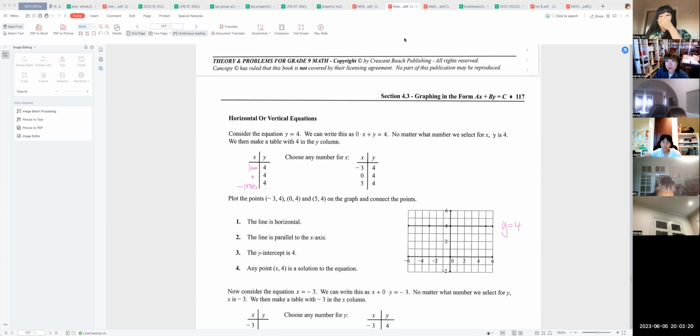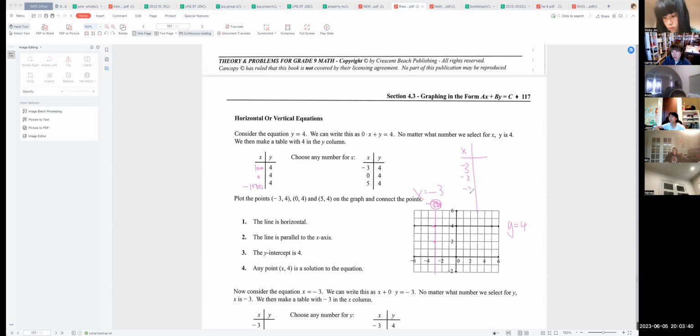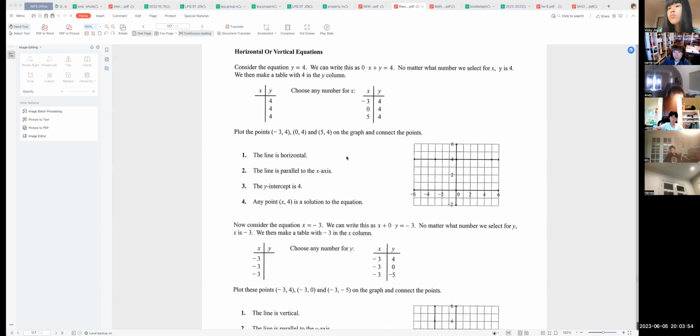And if you have a vertical line, passing through here and here, you have x equals negative 3. That means in the table, x equals negative 3, negative 3, negative 3, and y could equal 1,000, 200, or negative 4. It doesn't matter. x always equals negative 3. Understand, everybody? Okay, very good.